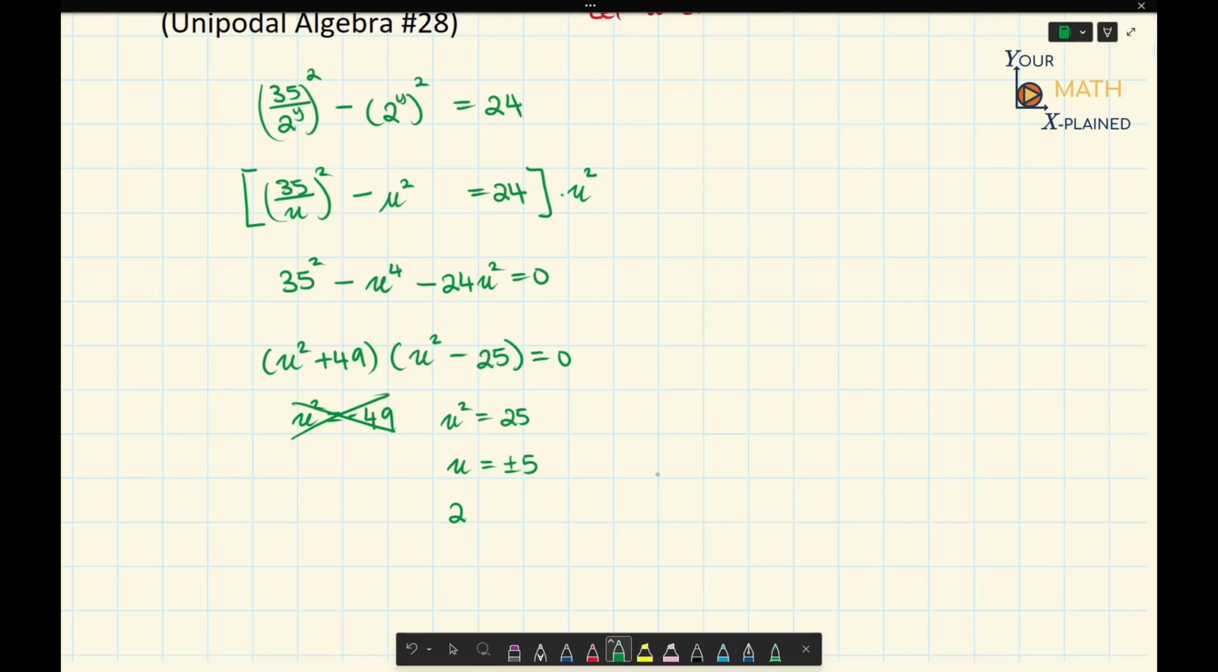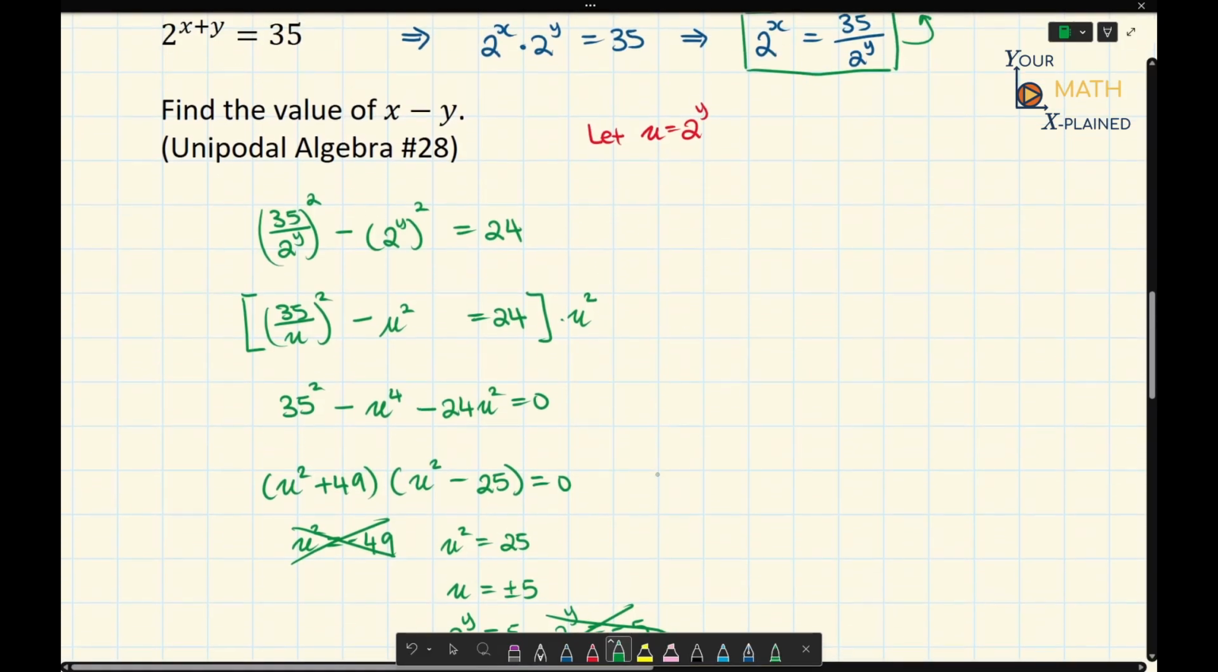So that means we get 2 to the power of y is equal to 5, or 2 to the power of y is equal to negative 5. But 2 to the power of y can never be a negative number, so we can go ahead and toss out this equation as well. So finally, we get our one solution, which is y is equal to log base 2 of 5.